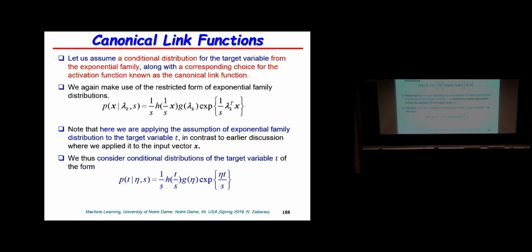And I'm going to apply this distribution not for the input vector x, but for the target t, all right? So in our case, the target t was basically the posterior labels in the context of classification. So given this parameter theta and given this scaling coefficient s, the exponential family of distributions is written like that. Okay? These parameters theta are called natural parameters.